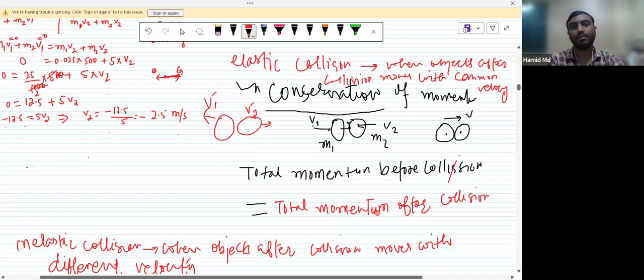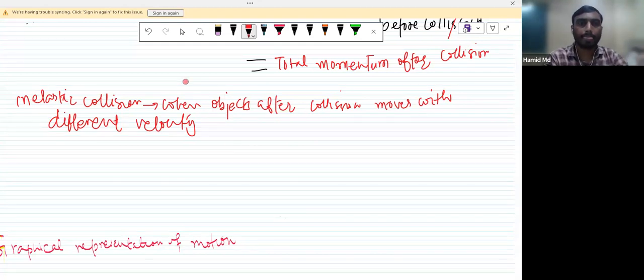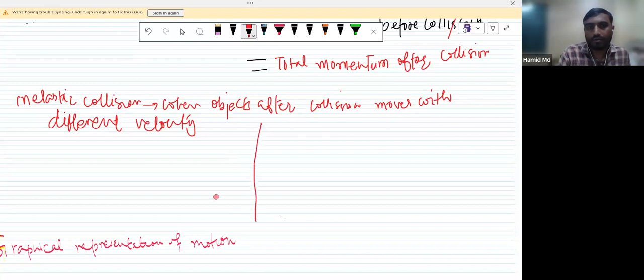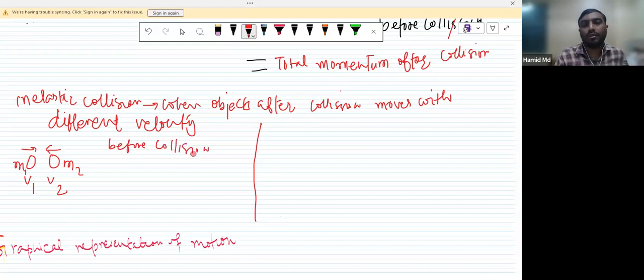What does the conservation of angular momentum say? Yes. So now we'll try to make some more visualization. Suppose we have this frame, okay? These two objects are moving toward each other with velocities v1, v2, mass m1, mass m2. So before collision, the momentum of each particle is what? Before collision.